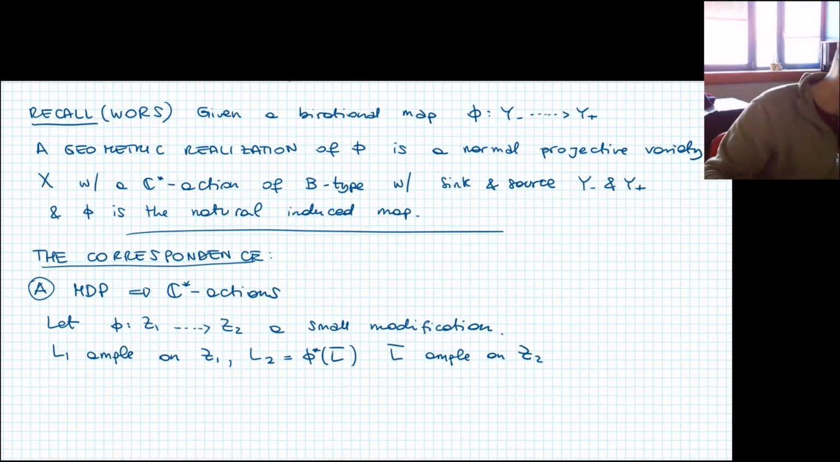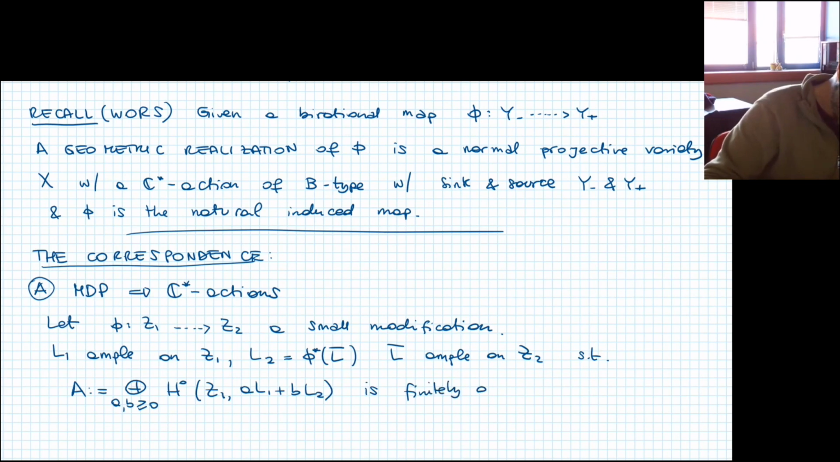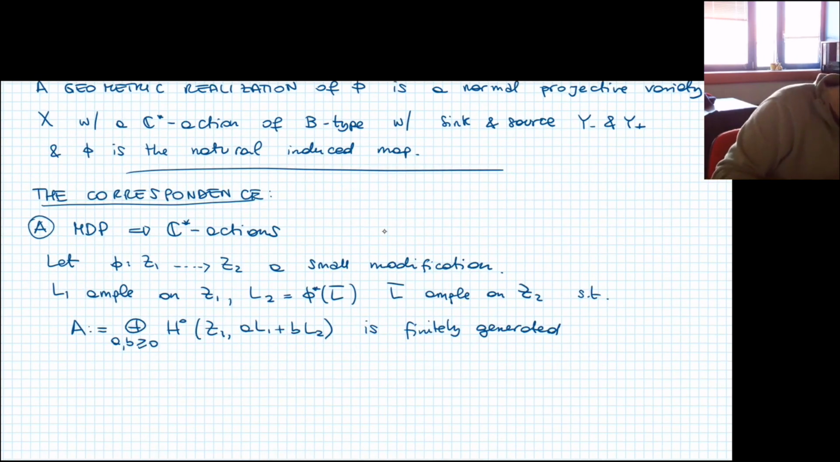But what we want is that the multigraded algebra given by the two is finitely generated, such that A, the sum over a and b greater or equal than 0 of H0 of Z1, aL1 plus bL2, is finitely generated. Then theorem.